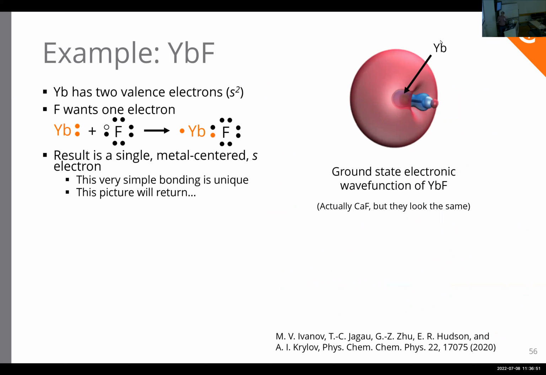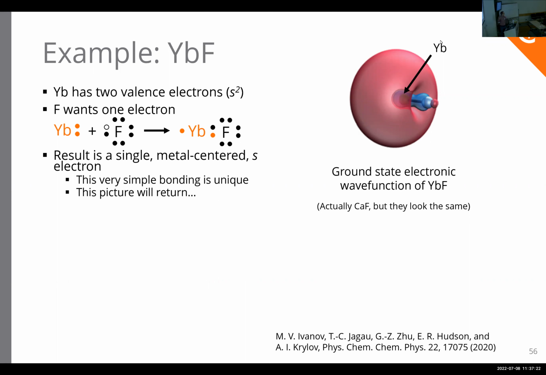So YbF, let's talk about the structure of YbF. Ytterbium has 2 valence electrons, so it's like mercury and radium. It looks like a second column element. It's not actually in the second column, it's in some random middle spot. But it has the same electronic structure, just 2 valence electrons in an S shell that are paired off. So it's a closed shell atom.